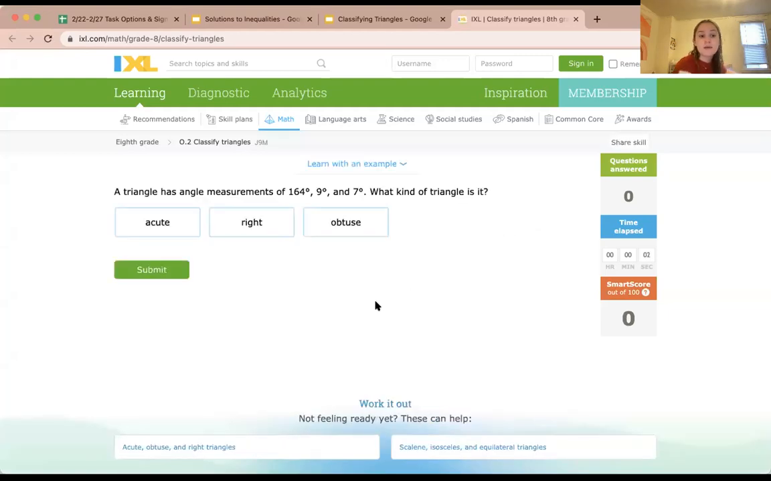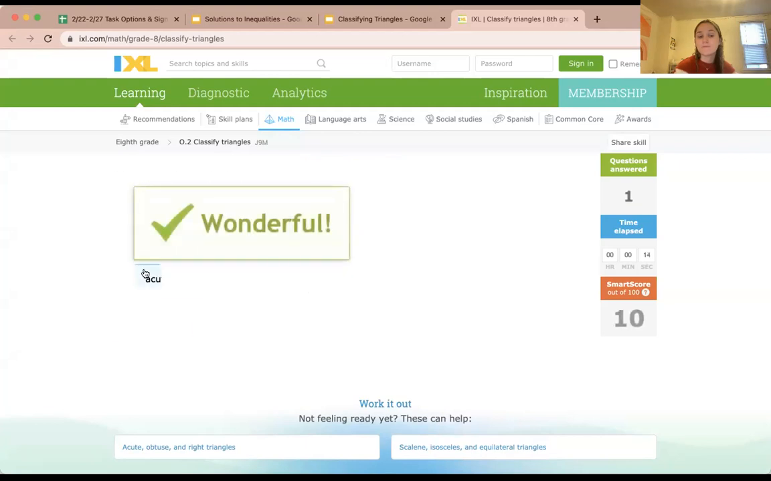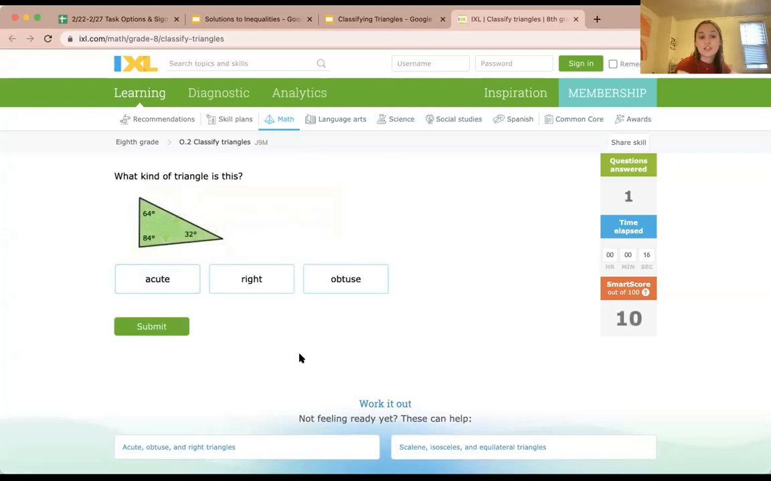So a triangle has measurements of 164 degrees, 9 degrees, and 7. What kind is it? Well, if you remember, anything greater than 90 is obtuse. So this will be an obtuse triangle. What kind of triangle is this? We have 64, 84, and 32. So there are no right angles because that's 90 degrees, and we have nothing greater than 90. So it's an acute triangle.